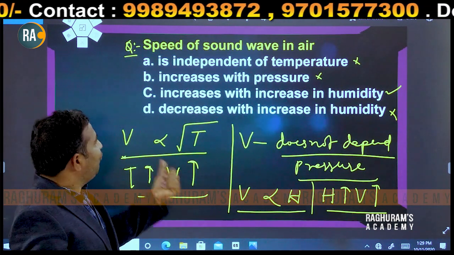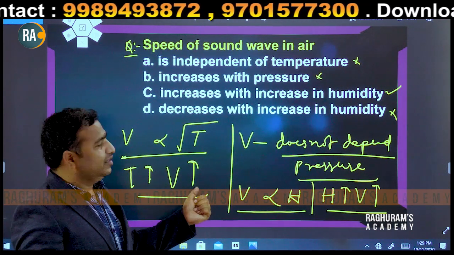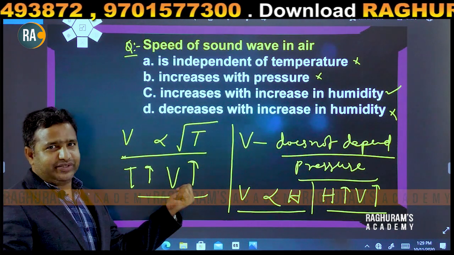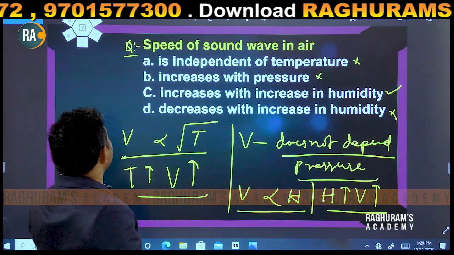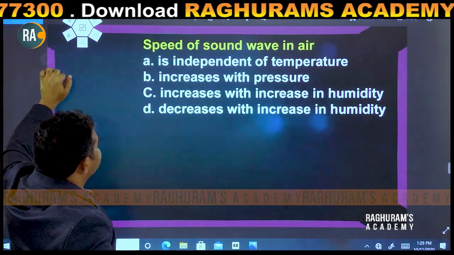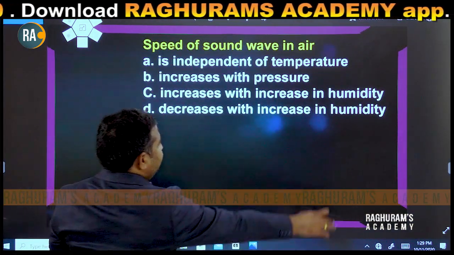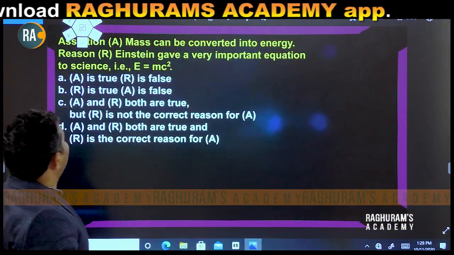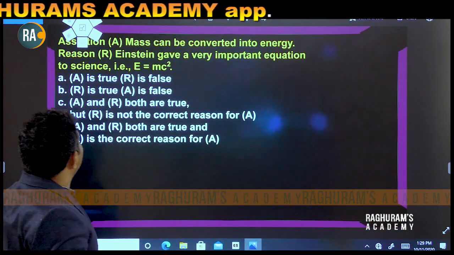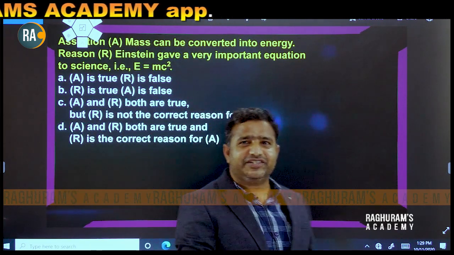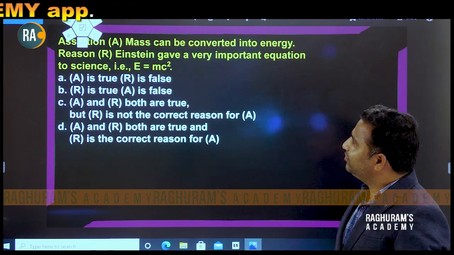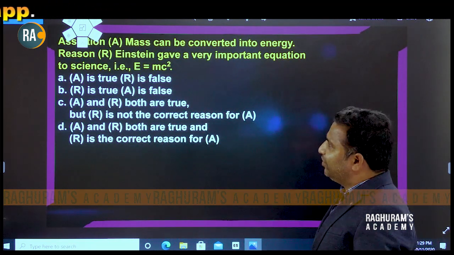So this is our first question. Next we discuss the second question. What is the second question? Here it is an assertion and reason question. This is also a previous year question. Just remember very carefully, listen very carefully.